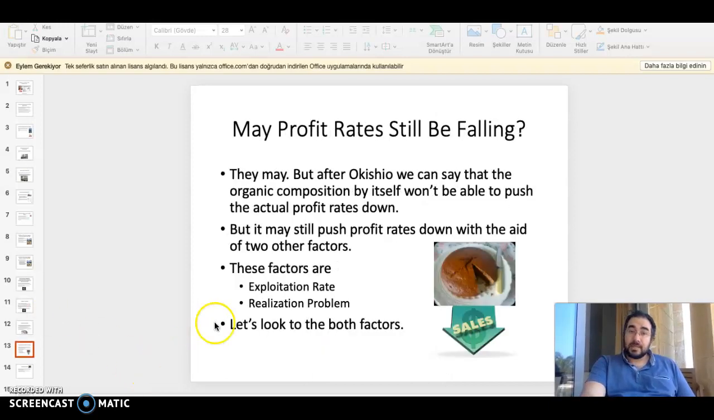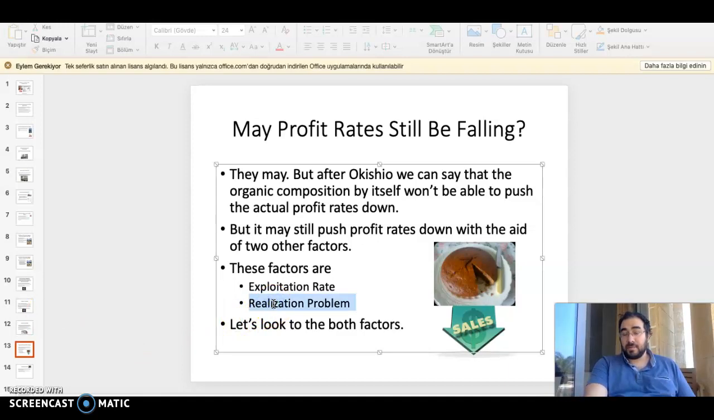And there are actually two different ways. One is taking the realization problem as a main tool to prove that. The other one is taking the exploitation rate, and the class struggle around the exploitation rate, as the main tool to prove that. Well, next we will look at these additional explanations to show that the tendency of the profit rate might still be true for the economic system.